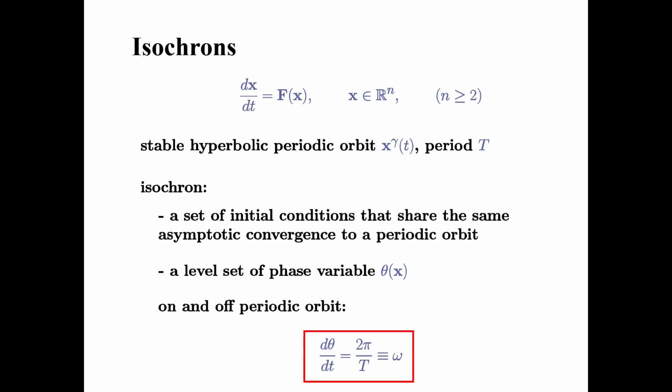Isochrons are defined as follows. So if I have a dynamical system, dx/dt equals f of x with a stable hyperbolic periodic orbit, an isochron is a set of initial conditions that share the same asymptotic convergence to the periodic orbit. You can think of them as a level set of a phase variable, theta. And what's nice about these is you get a very simple equation, dθ/dt is equal to a constant.